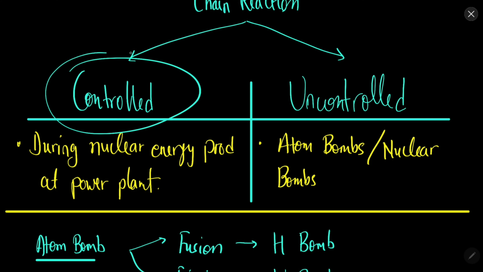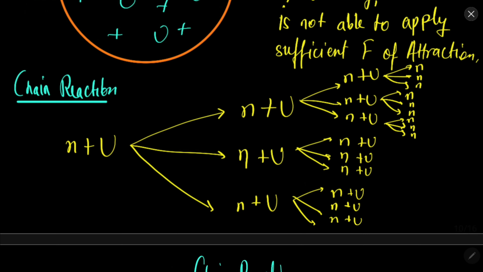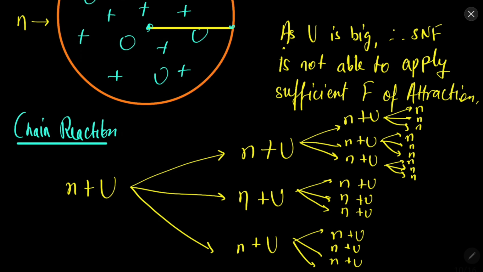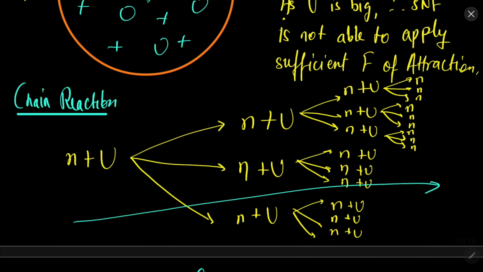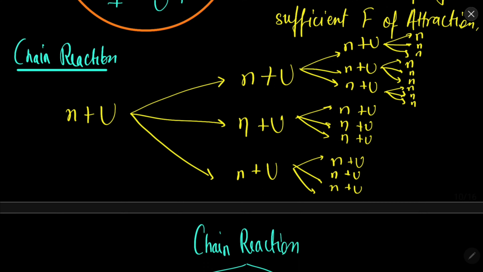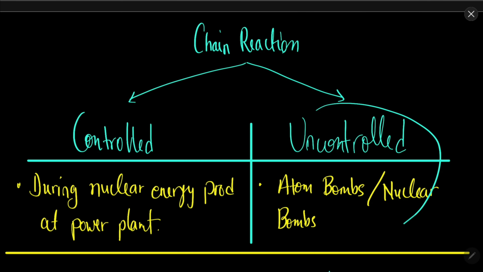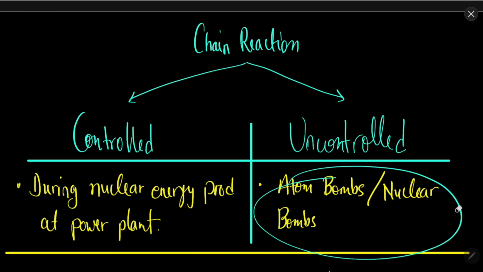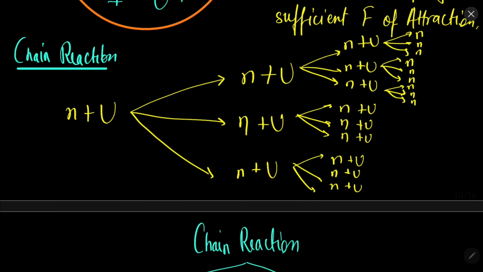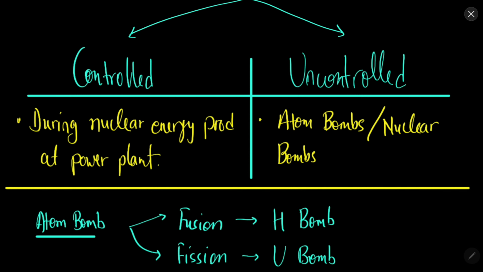So controlled chain reaction means that we stop the reaction after a certain time interval, and uncontrolled chain reaction is that we allow the reaction to happen for as long as the uranium atoms are there. So uncontrolled reaction is done when we need to blast something, for example atom bombs, nuclear bombs, and controlled reaction is done when we need to use the nuclear energy. For example, in nuclear power plants we generate the energy using controlled chain reaction.